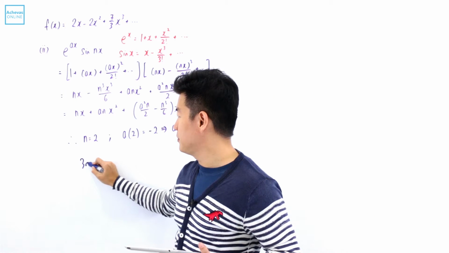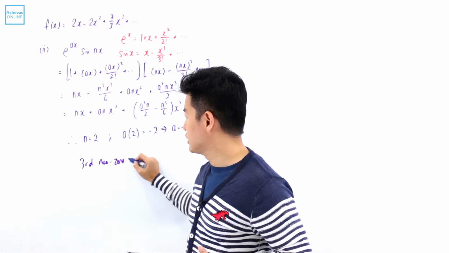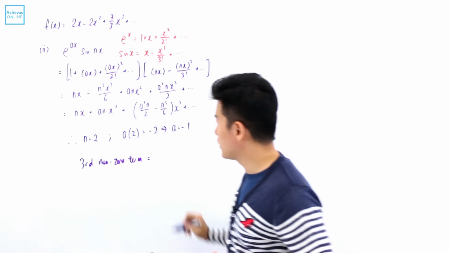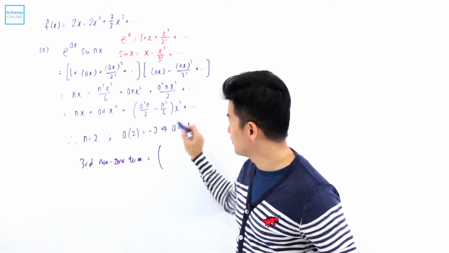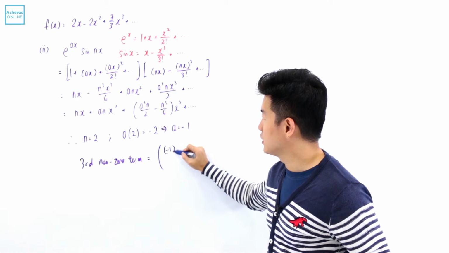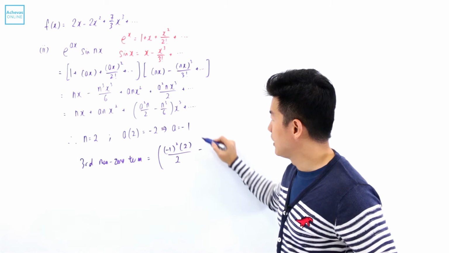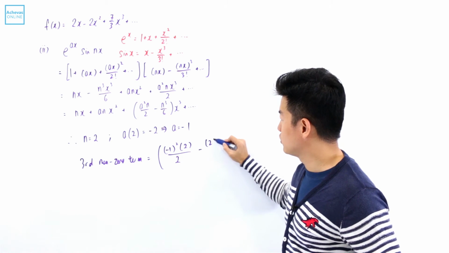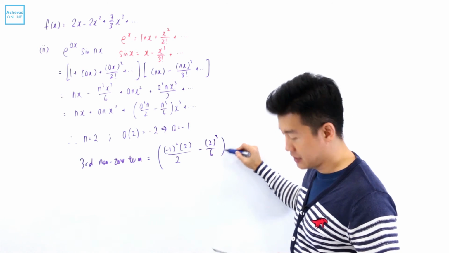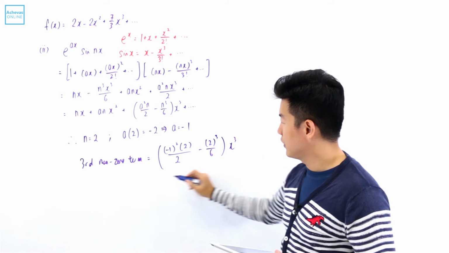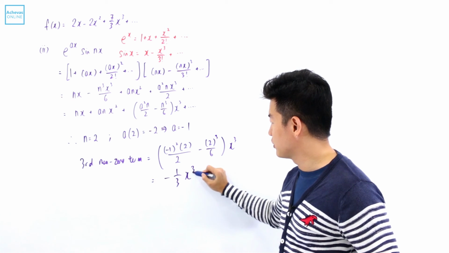So that third non-zero term that the question requires is this, where a is minus 1. So minus 1 to the power of 2 times n, which is 2, divided by 2, minus, with n being 2, 2 to the power of 3 divided by 6, of x to the power of 3. This is equal to minus 1 over 3 x to the power of 3.